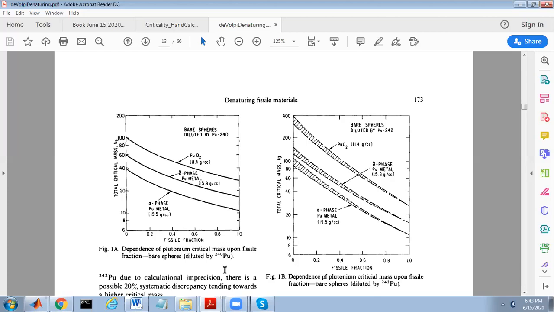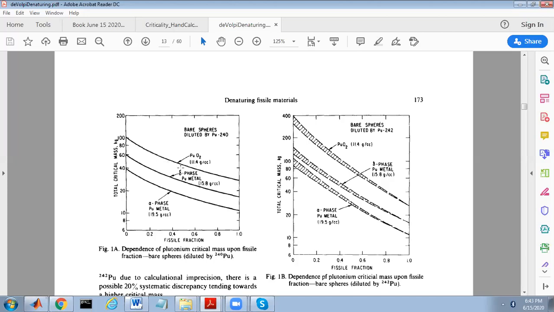Now, spontaneous emitter means you cannot hold it in your hand. Also, it becomes hot, temperature-wise. So if you have 20% of plutonium-240, the critical mass goes a little bit up. Now, this is the oxide, which is used as fuel in nuclear reactors, which can be used and has been used and probably is used.